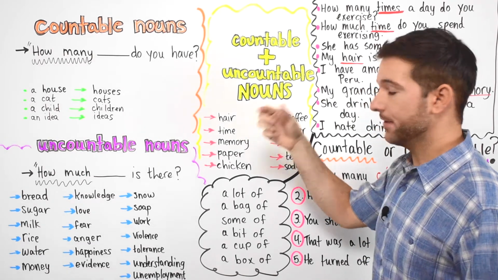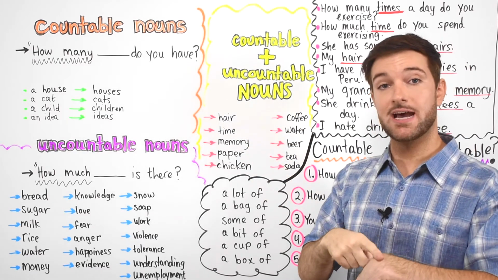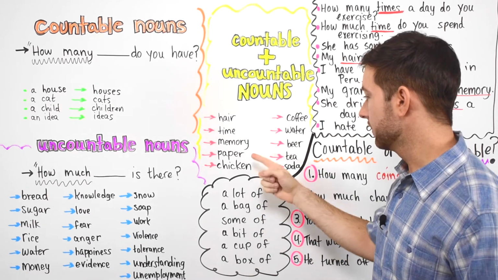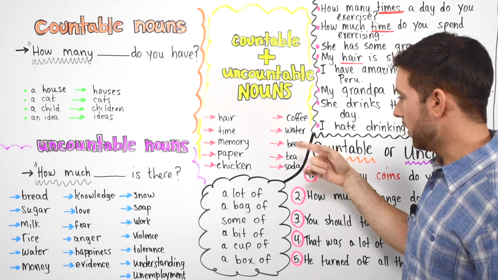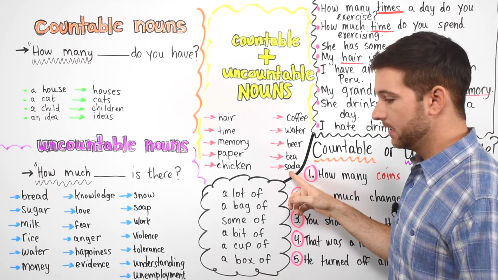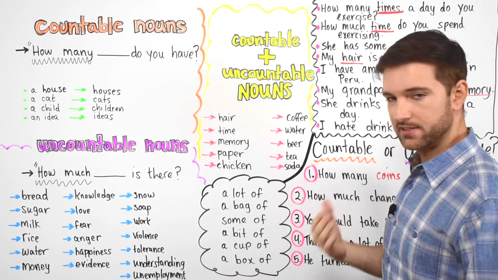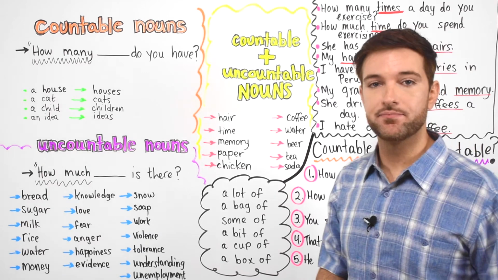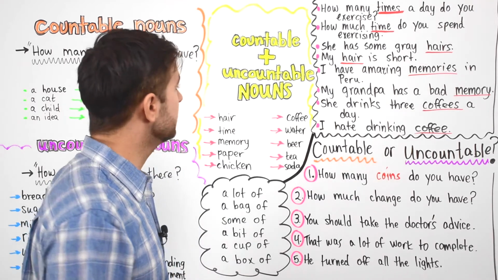Hair, like the hair on your head, that's countable and uncountable. Time is countable and uncountable. Memory, like what you can remember. Paper, chicken, the food. Coffee, what you drink. Water, beer, tea, and soda. Soda is like Pepsi, Sprite, Coca-Cola, etc. Things like that. Root beer. All right, so all the sodas. 7-Up.